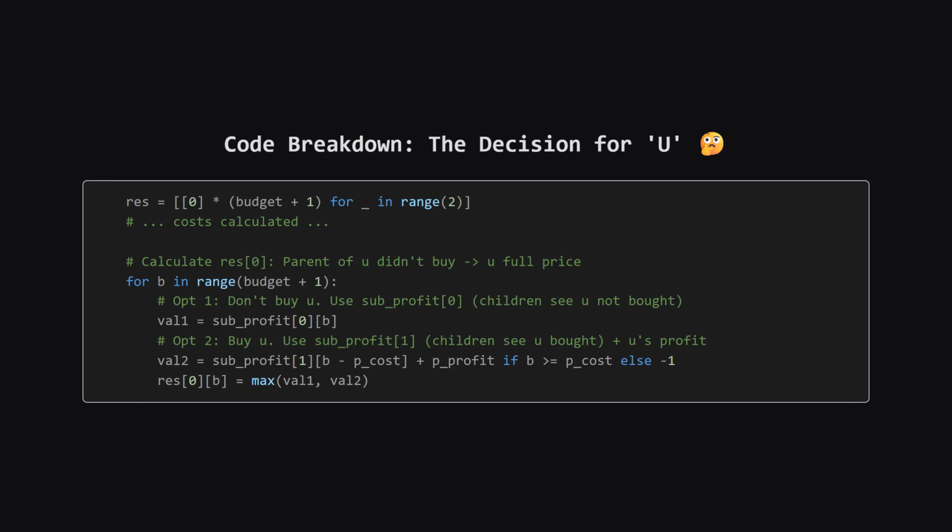We are filling res as 0, which is the scenario where U's boss did not buy. This means U has to pay full price. We have 2 choices: don't buy U, in which case we just take the profits from the children where U wasn't bought, or buy U at full price, add U's profit, and add the profits from children where U was bought. We take the max of these 2 options. We do the exact same thing for res, but using the half price cost for U.